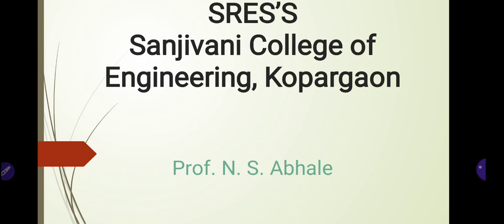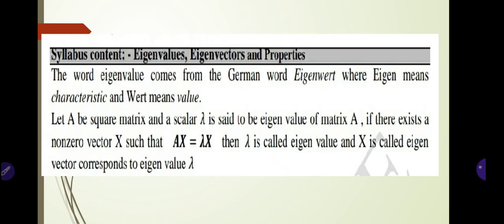So today we are going to start the new topic called eigenvalues and eigenvectors and their properties. The word eigenvalue comes from the German word Eigenwert, where eigen means characteristic and wert means value. So what is an eigenvalue? Let us see the definition.